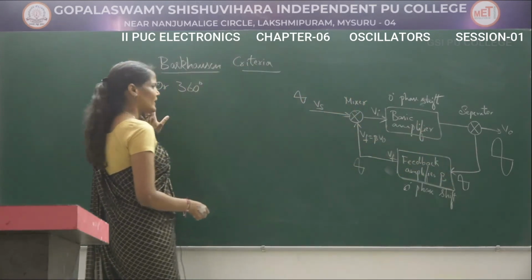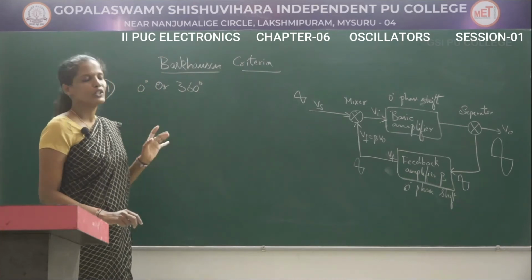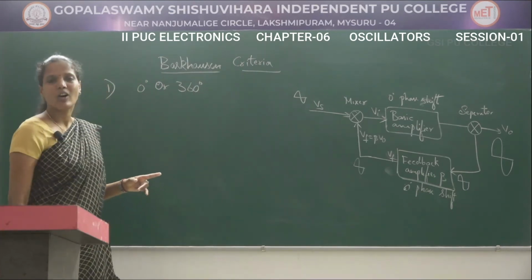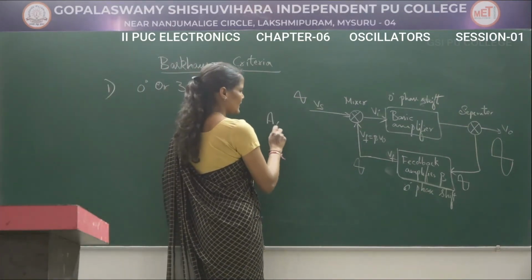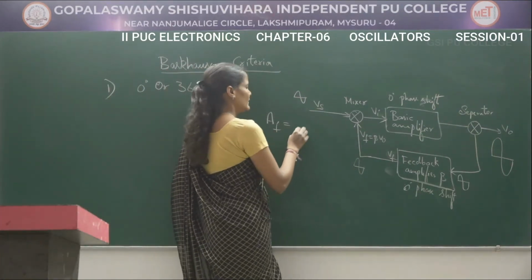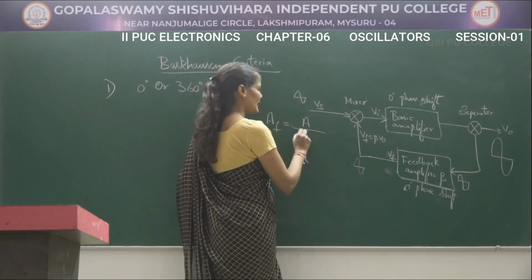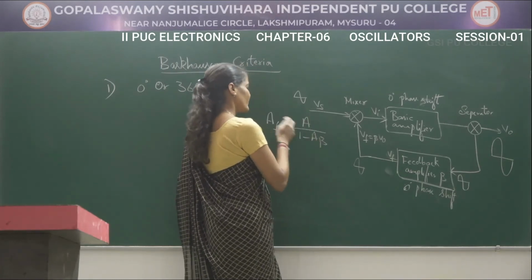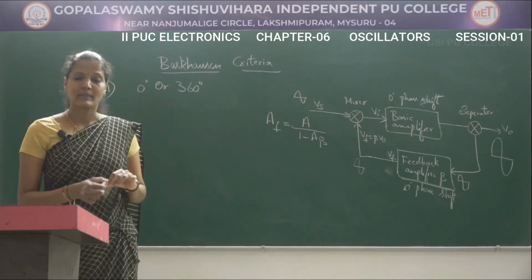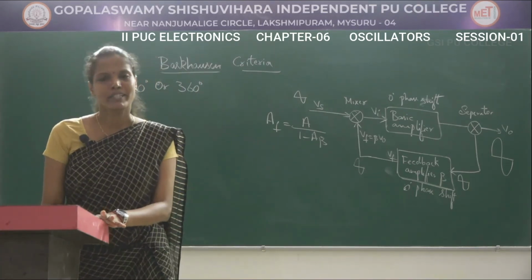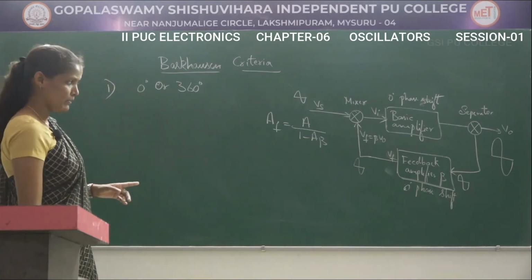So the total phase shift around the closed loop should be equal to 0 degree or 360 degree. Just now we derived an expression for the gain of a feedback amplifier, where AF is equal to A divided by 1 minus A beta, where AF is the gain of a positive feedback circuit, A is the gain of an open loop circuit, and beta is the gain of the feedback network.